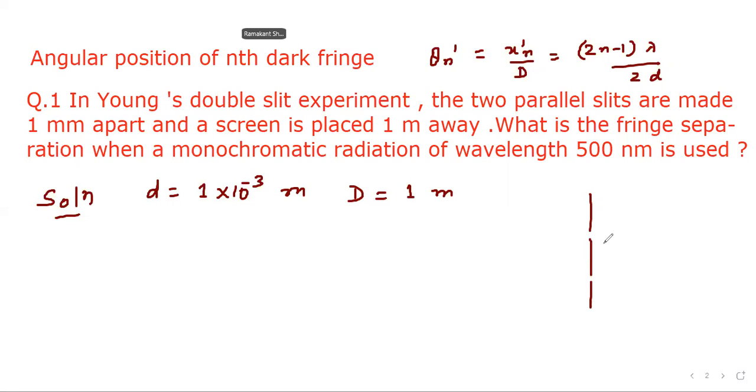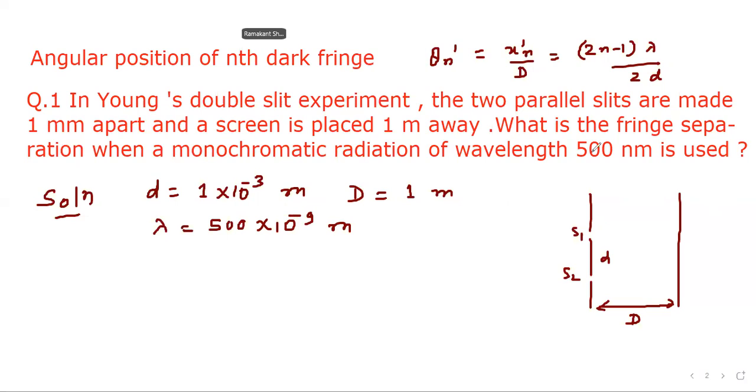Situation looks like this. This is S1, this is S2, and this is the screen. So this distance is capital D. And wavelength of light used is 500 nanometer, means 5 into 10 to the power minus 7 meter. Now we have to find out fringe separation, that is fringe width. Fringe width beta is given by lambda D upon small d. If we put the values, we will get 5 into 10 to the power minus 4 meter. Evaluation is left to you.